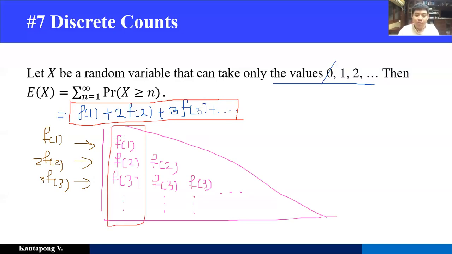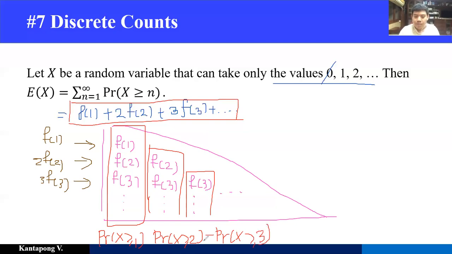What does the first column represent? Probability that X is greater than or equal to 1. What does the second column represent? Probability that X is greater than or equal to 2. The third column represents the probability that X is greater than or equal to 3, and so on and so forth. It is the same sum, right? Because we sum from the same triangle, just like we sum by row or column.